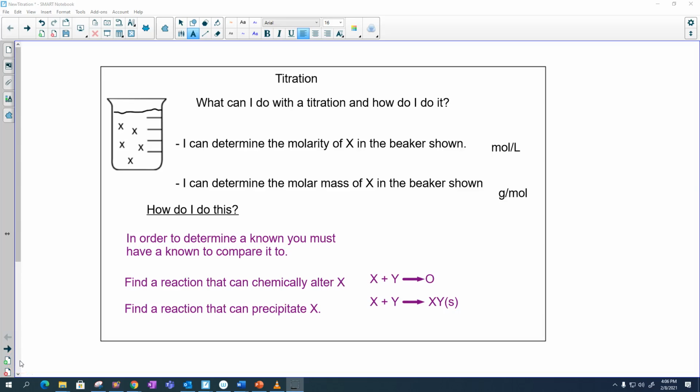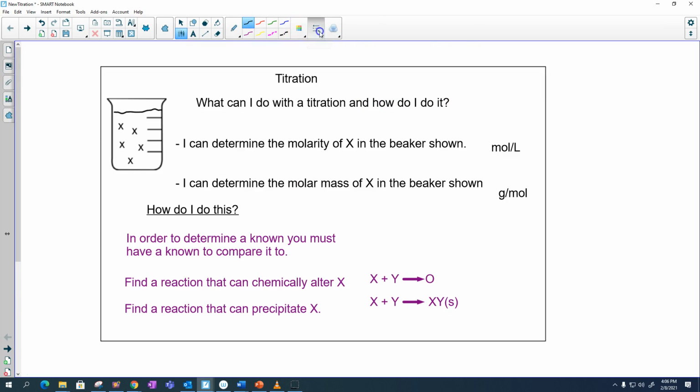Good afternoon, this is Schweitzer, and I'll run through a little video here on just the basics of titrations and how they function, and what calculations we can do with them. So what can we do with a titration and how do we do it? Sort of the idea here.